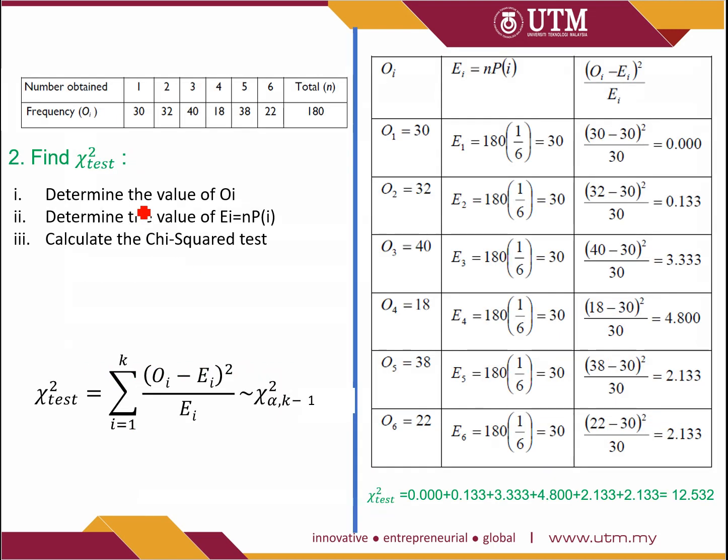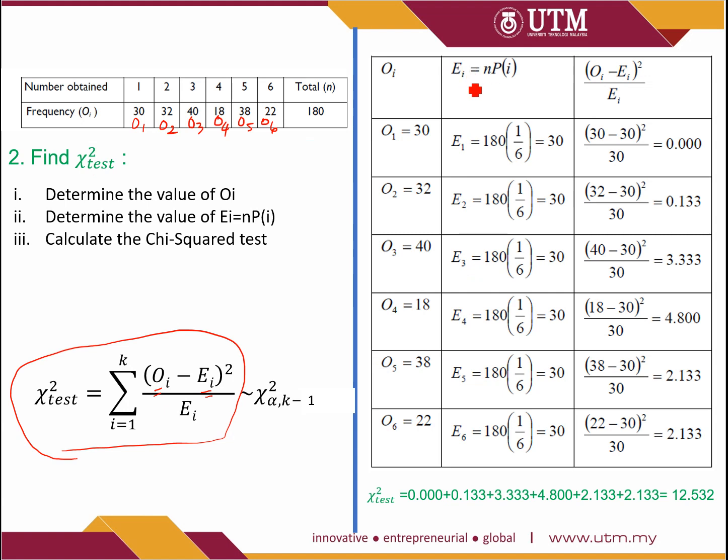Okay, so the second step after we make the hypothesis testing, then we need to find the chi-square test. So remember, this is the formula of our chi-square test. So first you need to find the value of Oi, then you need to find the value of Ei. Then sub in all the values of Oi and Ei into the formula. So basically, first you need to find the value of your Oi. So your Oi is from this one. So this is your O1, O2, O3, 4, 5, and 6. So just sub in the values into the table.